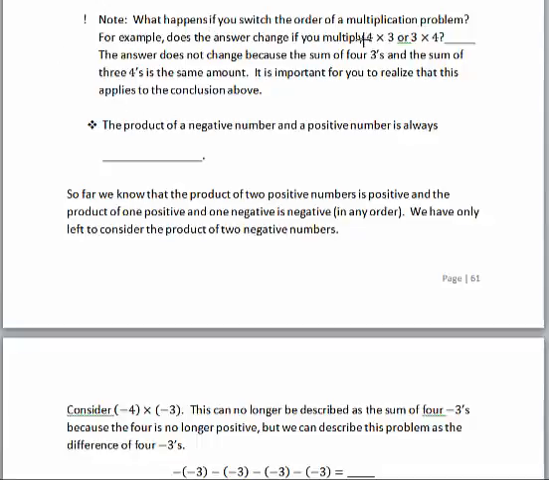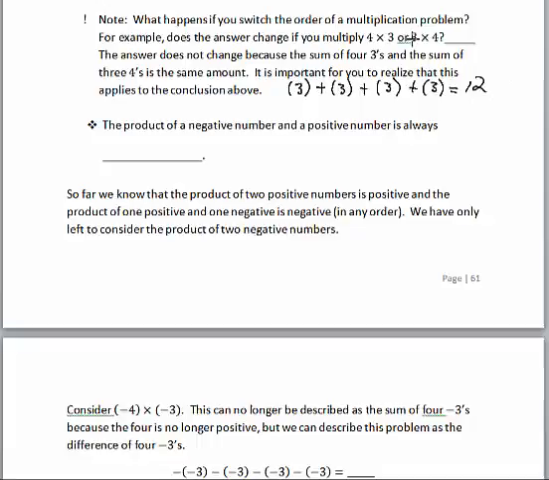Okay, now we have a note here that simply states, if we were to swap the order of the numbers. Okay, and originally we were discussing the example of 4 times 3, in which we said we can simply write 3 plus 3 plus 3, 4 times. Okay, and each one of these 3's was positive. If we calculate this sum, we get 12.